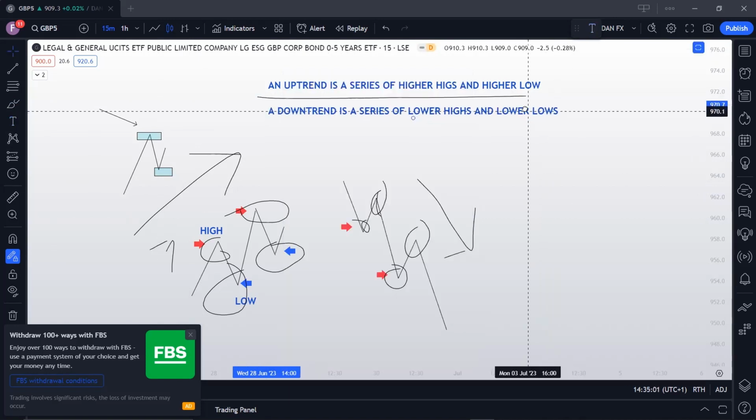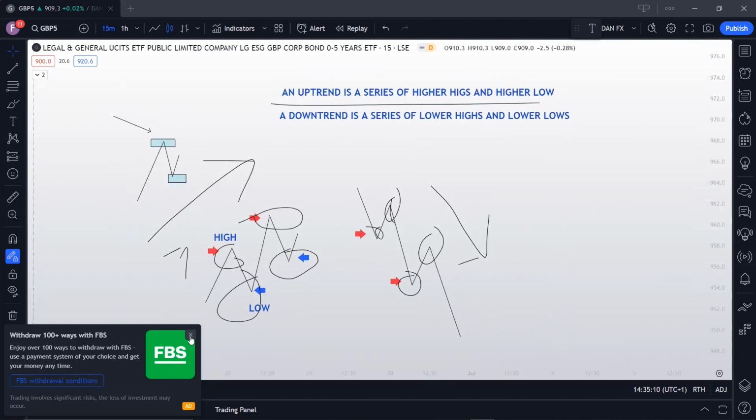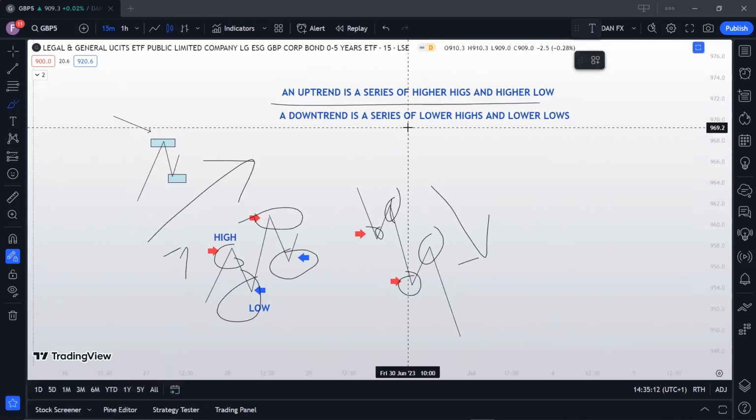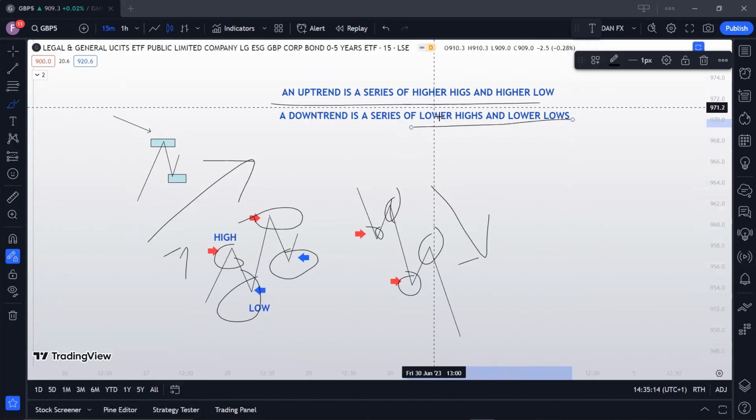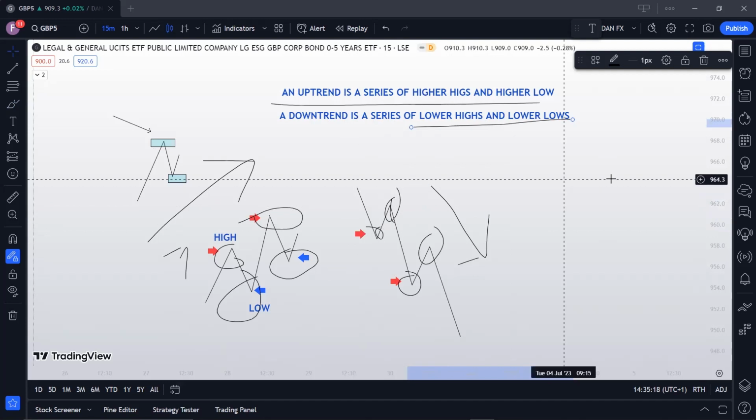So this is basically a downtrend. An uptrend is higher highs, higher lows. Downtrend, lower highs, lower lows. When you look at the charts, try to identify these characteristics: higher highs and higher lows, and lower highs and lower lows, and then you know if the market is trending to the upside or to the downside.